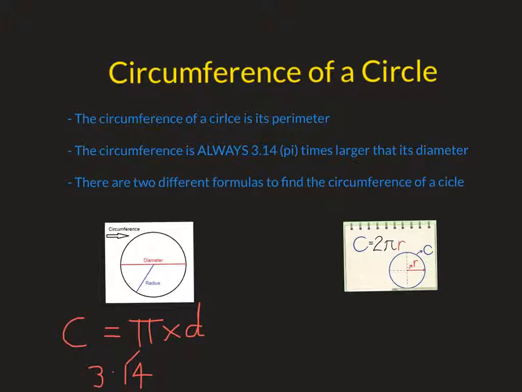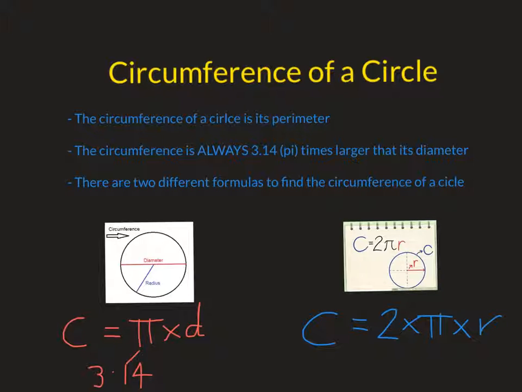The second way to work it out is the formula you will see on the right-hand side of the screen. You'll notice that both circles are labelled with something called the radius, and the radius is just half of the diameter. So the radius is the distance from the center of the circle to any point on the outside of the circle. You can see the radius clearly in both of these, half of the diameter. So if you're given the radius, you can also work out the circumference of a circle. Because it is half the size, the circumference is going to be equal to 2 times pi, or 3.14, times the radius.